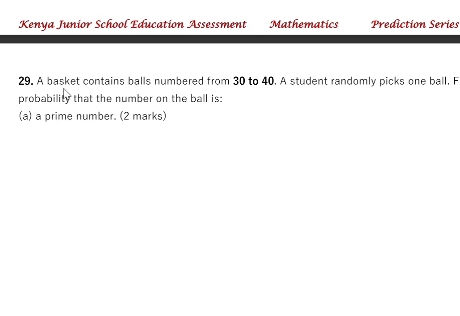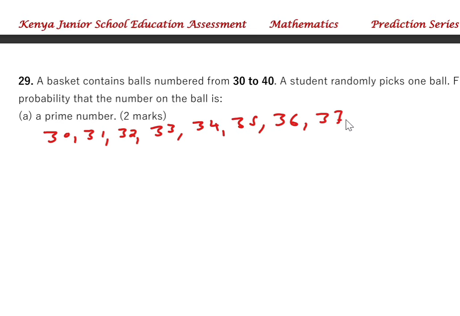So 29 is saying a basket contains balls numbered from 30 to 40. A student randomly picks one ball. Find the probability that the number on the ball is A, a prime number, B, a multiple of 4. So we know that the outcomes will be, a student can pick from 30 to 40. He can pick number 30, 31, 32, 33, 34, 35, 36, 37, 38, 39, and 40. These are the outcomes.